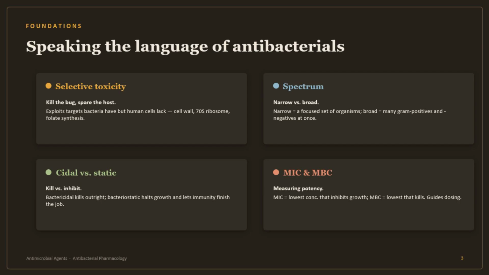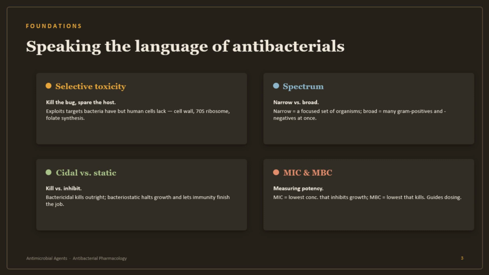That's why they can poison bacteria without wrecking us. Number 2, spectrum, narrow versus broad. Narrow spectrum hits a focused set of organisms like a sniper. Broad spectrum takes out many gram positives and gram negatives at once like a shotgun. Both have their place, and broad isn't always better. Remember that for stewardship later.